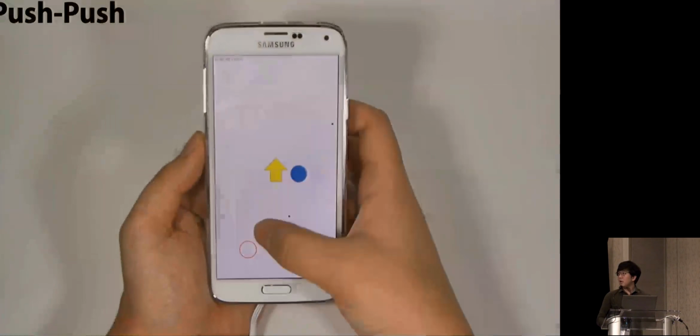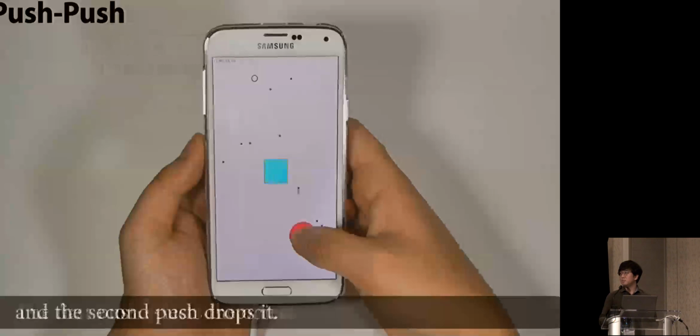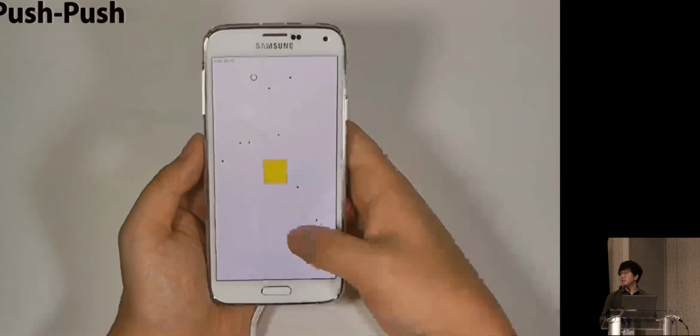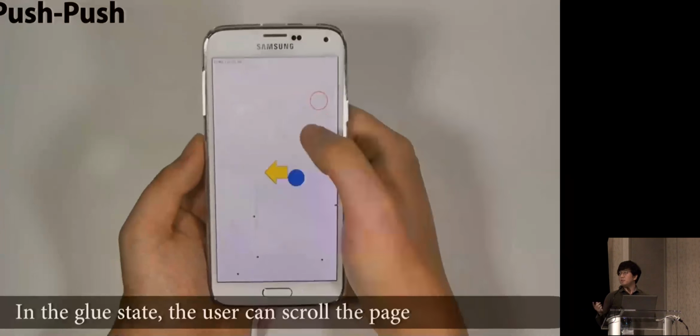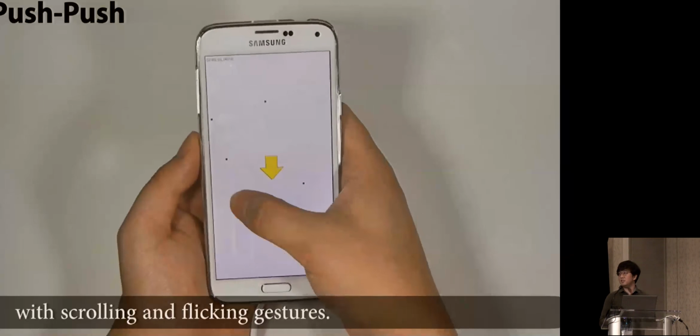The task for the experiment was moving an object to the target location. So I will show the three techniques in a video. For push-push, the first push selects an object, and the second push drops it. Between the two pushes, the user can scroll the pages by scrolling and flicking gestures.